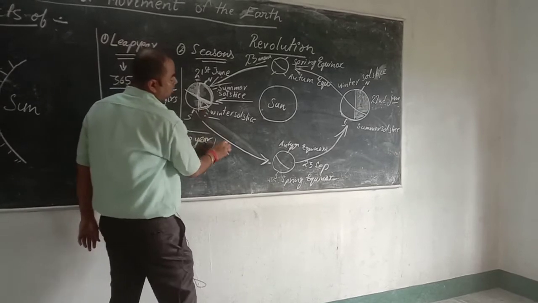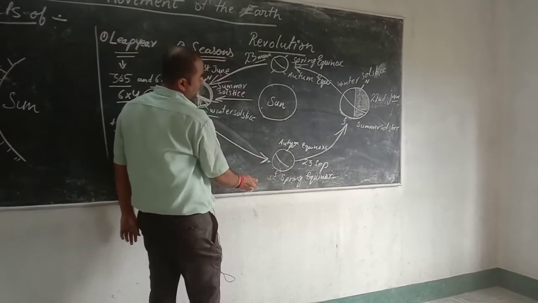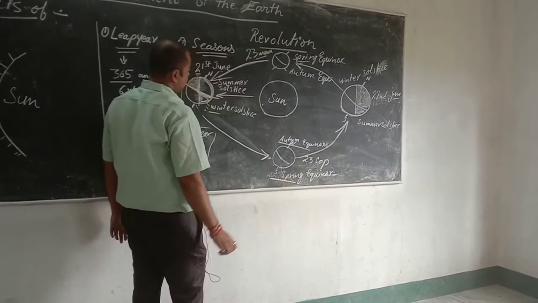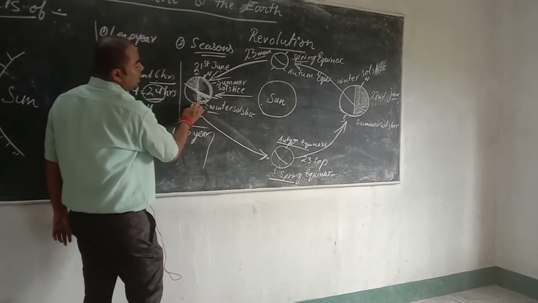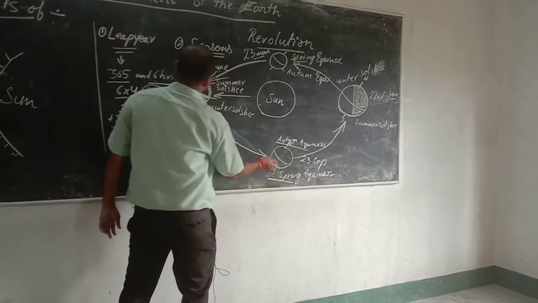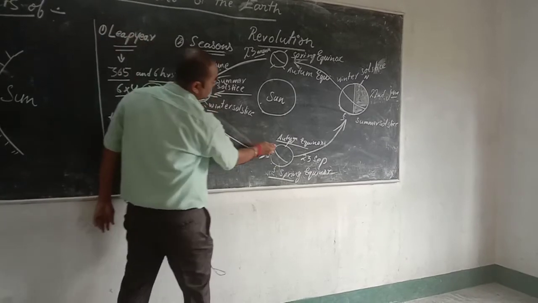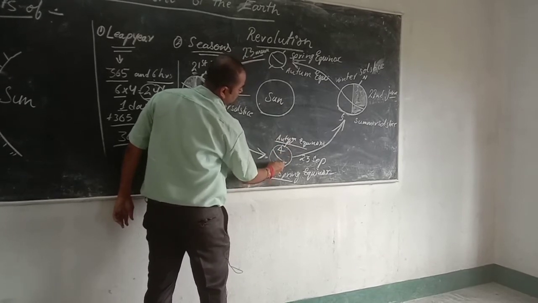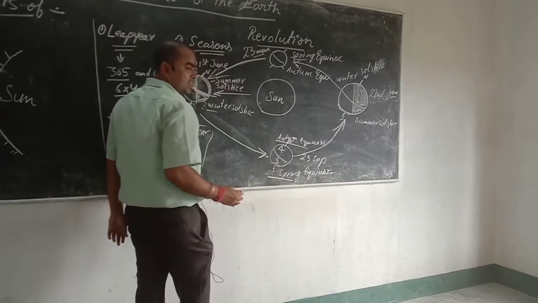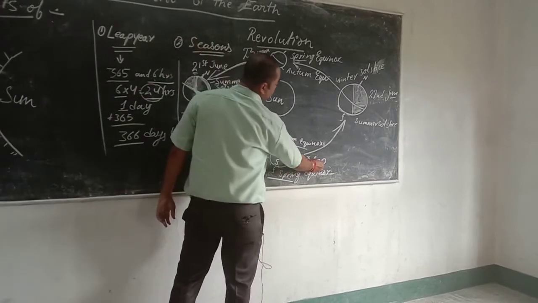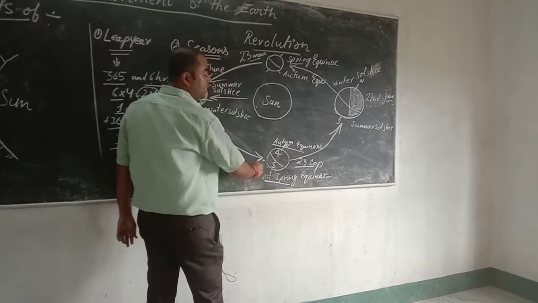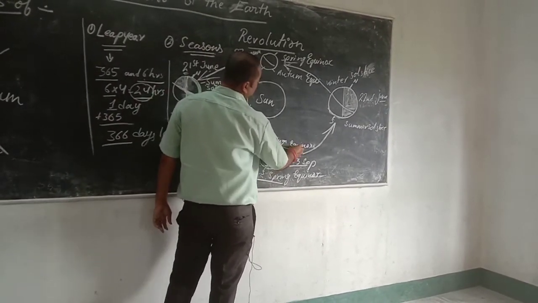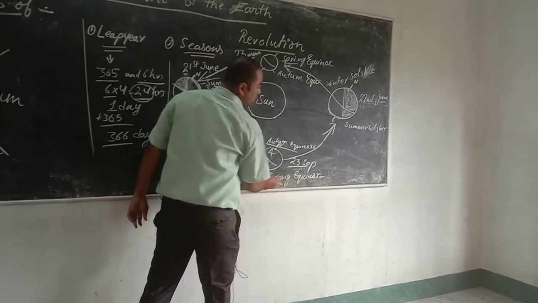Now when the earth's position comes to this side of the sun, that time it is autumn in the northern hemisphere and spring in the southern hemisphere. As the southern hemisphere experienced winter, after winter it is experiencing spring, and the northern hemisphere experienced summer, after summer it is experiencing autumn. Is that clear? And the date is 23rd of September, when day and night are equal. So it is known as autumn equinox for the northern hemisphere and spring equinox for the southern hemisphere.